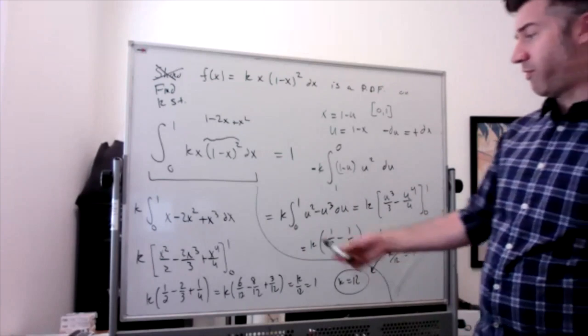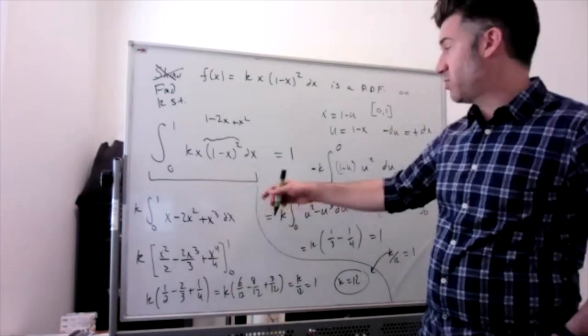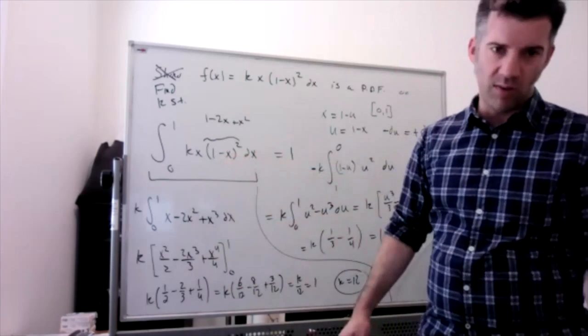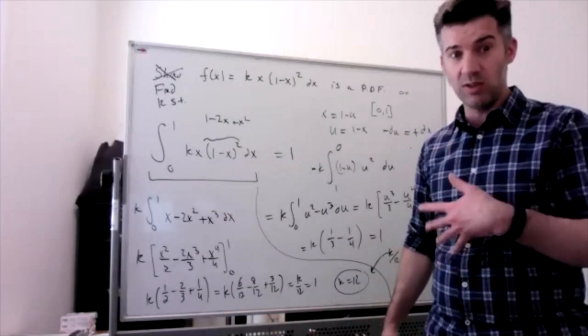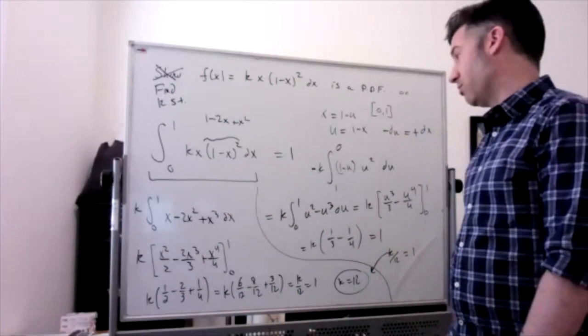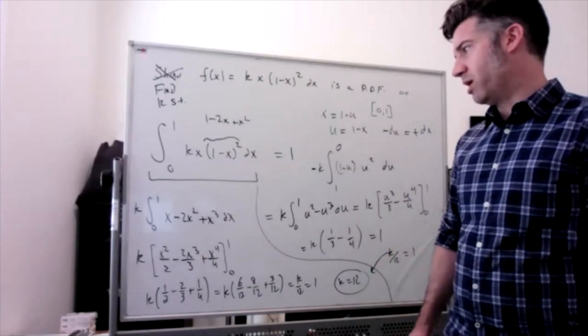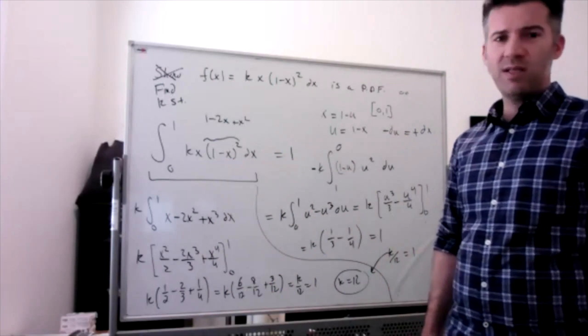I probably would prefer to do it this way here, but if this was instead of 1 minus x squared, like 1 minus x to the 10th, then you don't want to multiply it out. You definitely want to do this u substitution with the back. So yeah, let's go ahead and ask ourselves, what's the median?